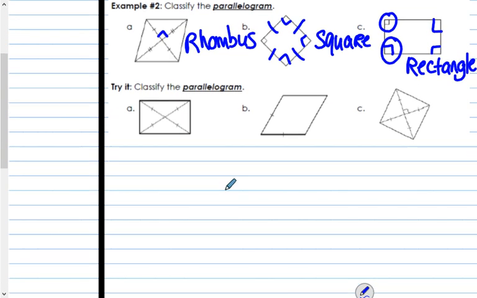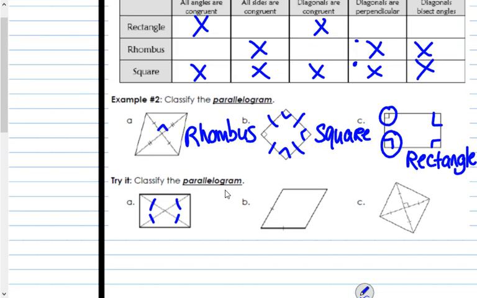Classify the parallelogram. All I know is that the diagonals are bisecting each other, which is a property of the parallelogram. However, since each piece of the diagonal is the same length, that means the diagonals are congruent to each other. Well, diagonals congruent to each other is either a rectangle or square.